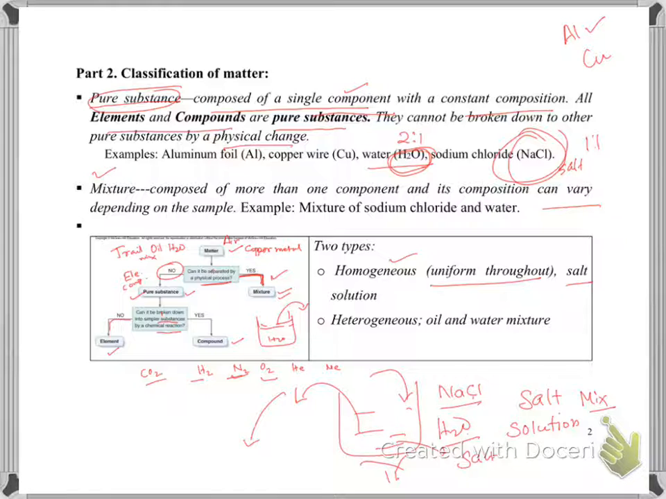For example, salt solution. If in this beaker you have a pinch of salt, the salt dissolves, and you cannot see salt and water separately, then it's a homogeneous mixture. What will be a heterogeneous mixture? For example, an oil and water mixture, because you can see them separately. If you're mixing oil with water, there are two separate layers.